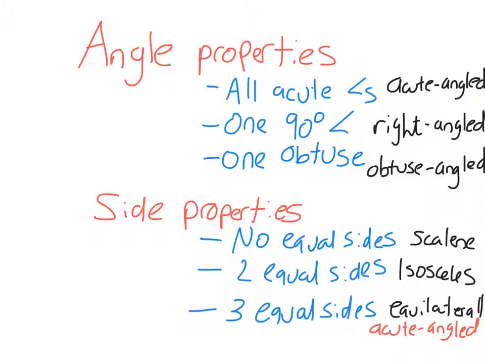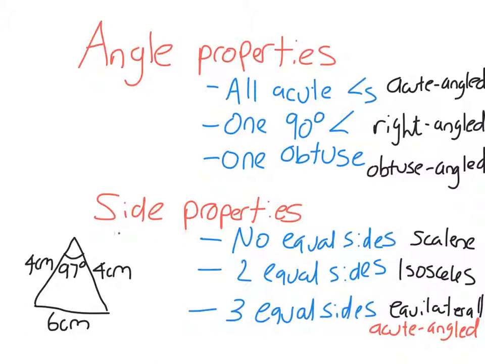Okay, so let's look at a triangle and go ahead and classify it. The triangle that I have drawn here, you can see that there are two sides equal to 4 centimeters. So straight away I know it's an isosceles triangle. There is an angle that is 97 degrees. 97 is obviously more than 90. That's obtuse angled. So you can just write obtuse isosceles triangle.